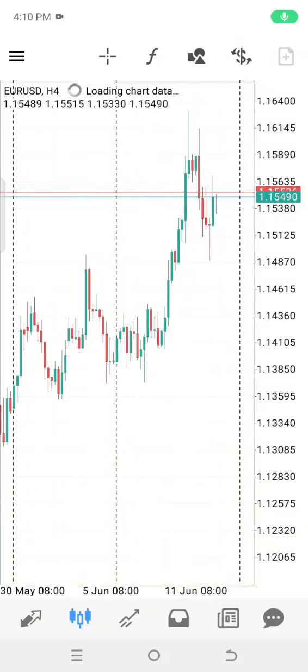Hello guys, so it's been a beautiful trading week, and today I want to quickly show you a strategy that I've been back testing for a while now. Okay, so I thought to share.